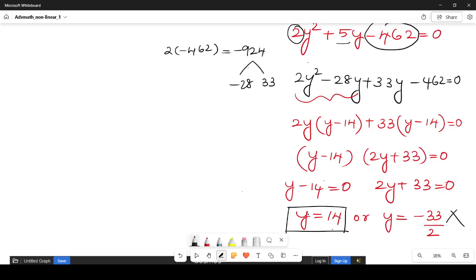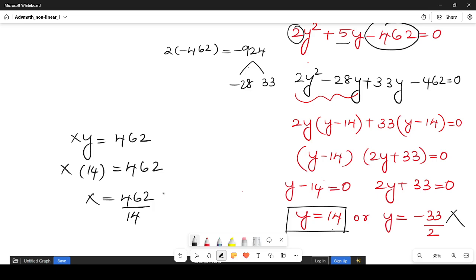Now to get the value of x, you can use either of those two equations. I am using the one, xy is equal to 462. So y is equal to 14 means this will become x times 14 is equal to 462, and that means x is equal to 462 divided by 14, and you can find this value as 33. So the value of x is 33 and the value of y is 14. So these two are the integers under consideration here.